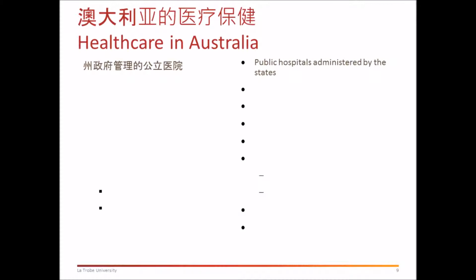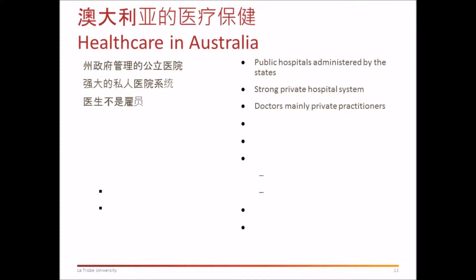The features of the healthcare in Australia is that public hospitals, which were a legacy from the olden days, were administered by the states and funded by the states. We also had a strong private hospital system due to the rise of the middle classes following the gold rush in the 19th century. Our doctors are mainly private practitioners. They may work for sessions in public hospitals for a fee for service or an hourly rate, but for the most part, specialists work for themselves.